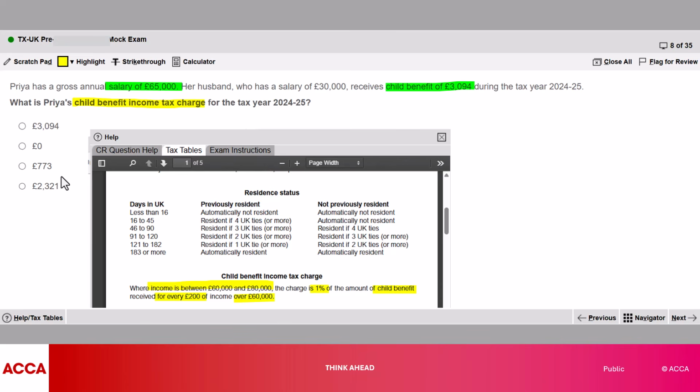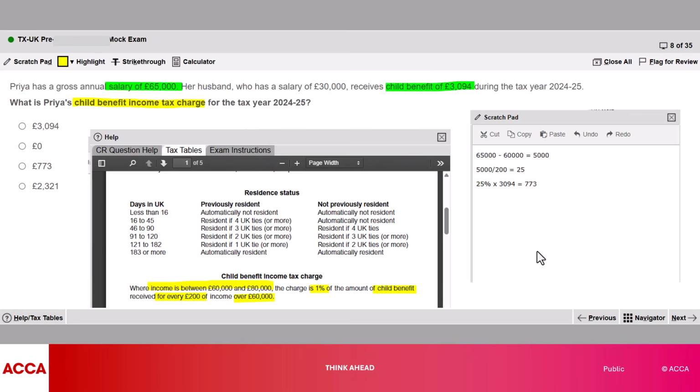So that means that we at least now have a 50-50 chance of getting it right. So even if you didn't quite know what to do, then you should still have a go, because one of those two answers must be the correct answer. And for this one, again, I would use the scratch pad to do the calculations.